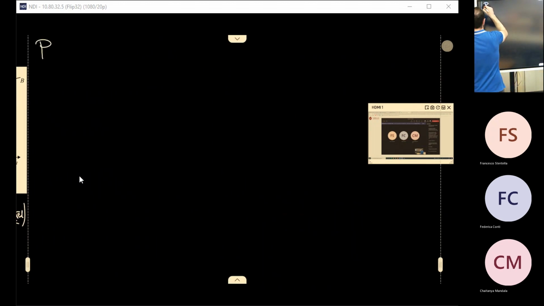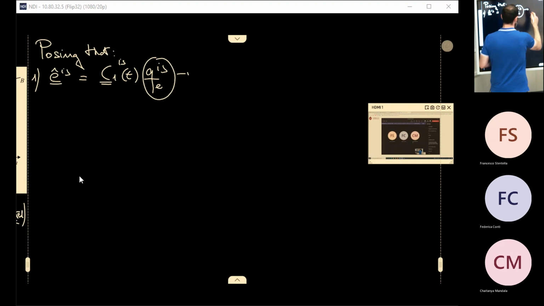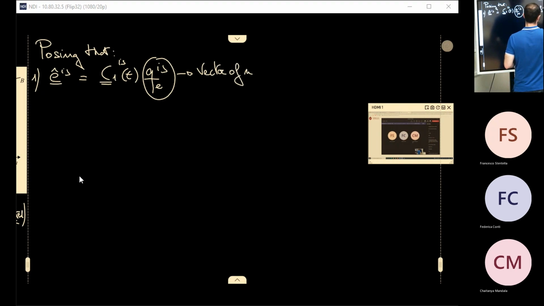So supposing that by definition we had Eij, the vector of nodal coordinates in the intermediate frame could be written as a matrix C1 Ij of t, function of time, applied over Qeij, where this is the vector of nodal coordinates expressed with respect to the body frame.